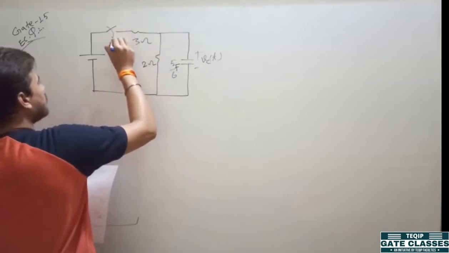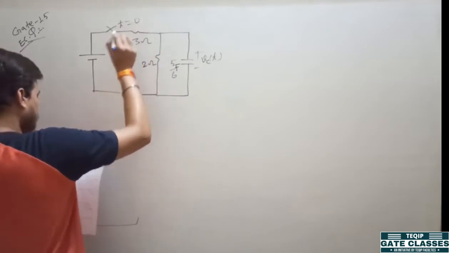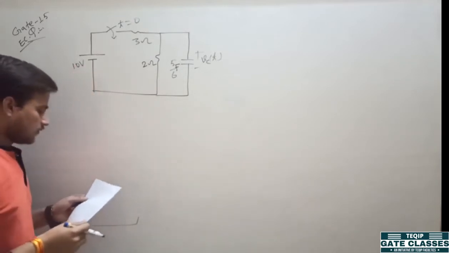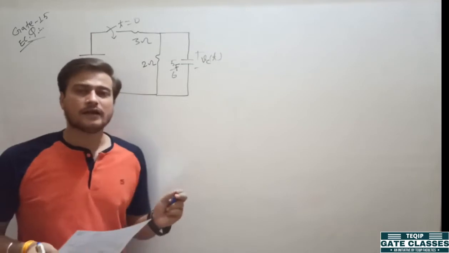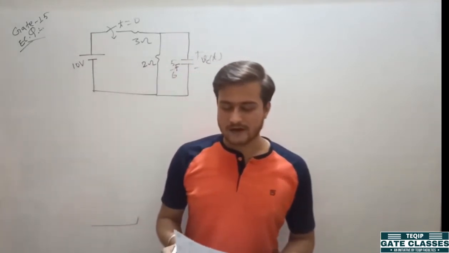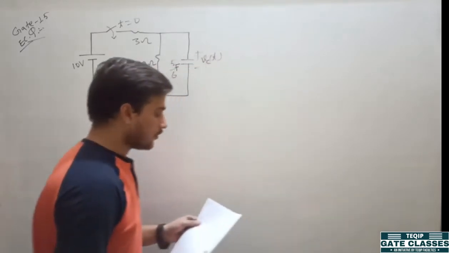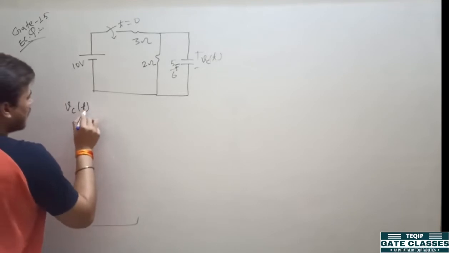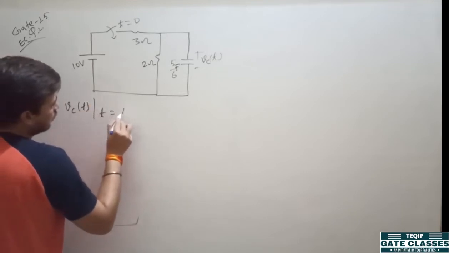At time t equal to 0, the switch has been closed. The voltage is 10 volt. They are saying the switch is closed at t equal to 0, assuming 0 initial conditions. Find the value of VC(t) at t equal to 1 second.